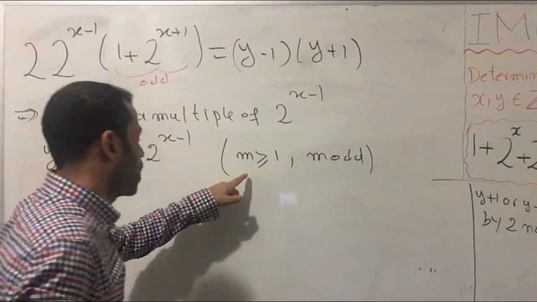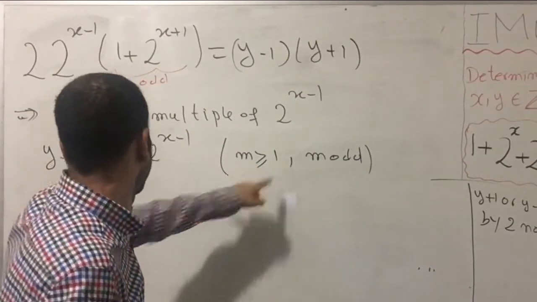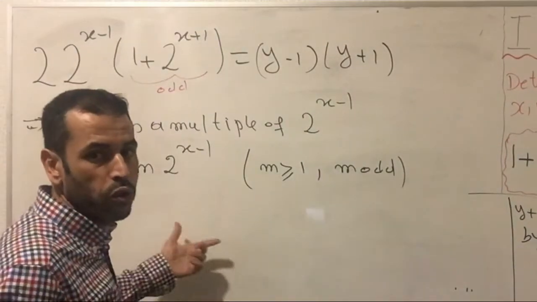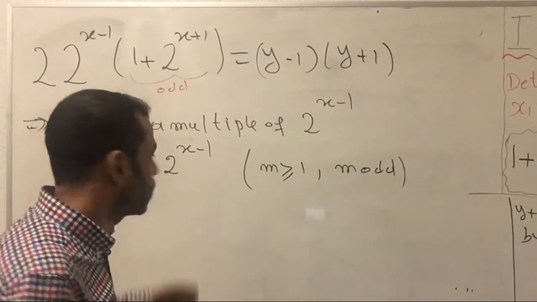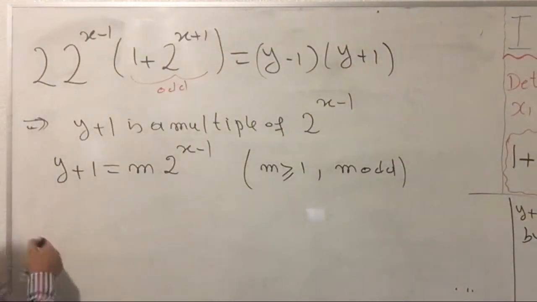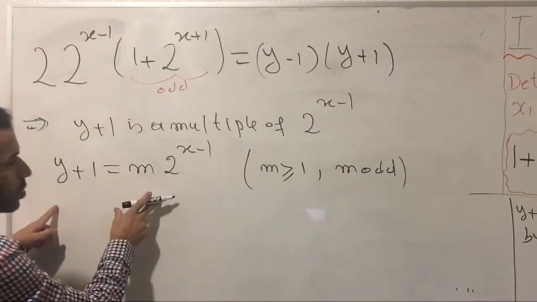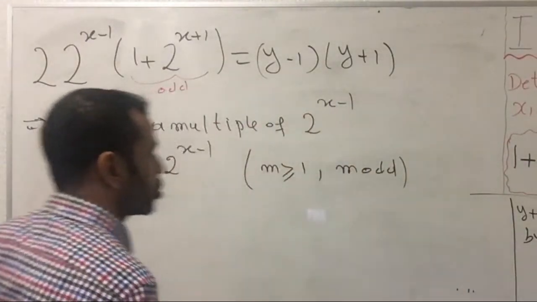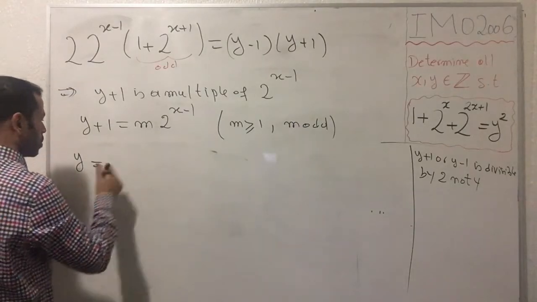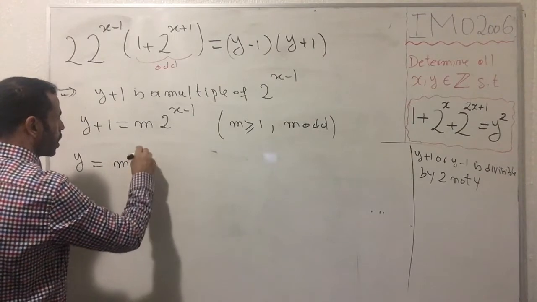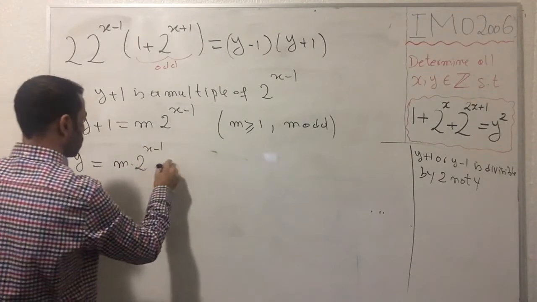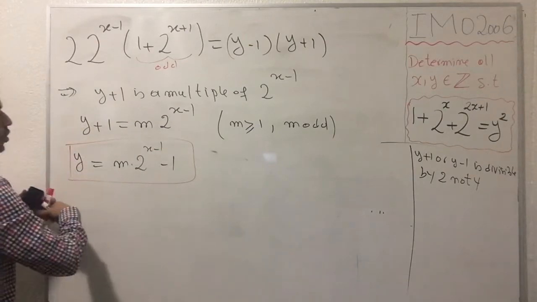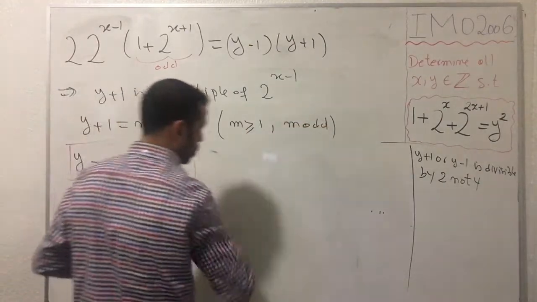So why am I taking m greater than 1? Because we are looking for the positive solutions. We are already done with the negative solution before. So now I'm going to solve my equation by replacing this expression into the original equation. So y plus 1 equals m times 2 to the x minus 1. I'm going to insert this y into the original equation.